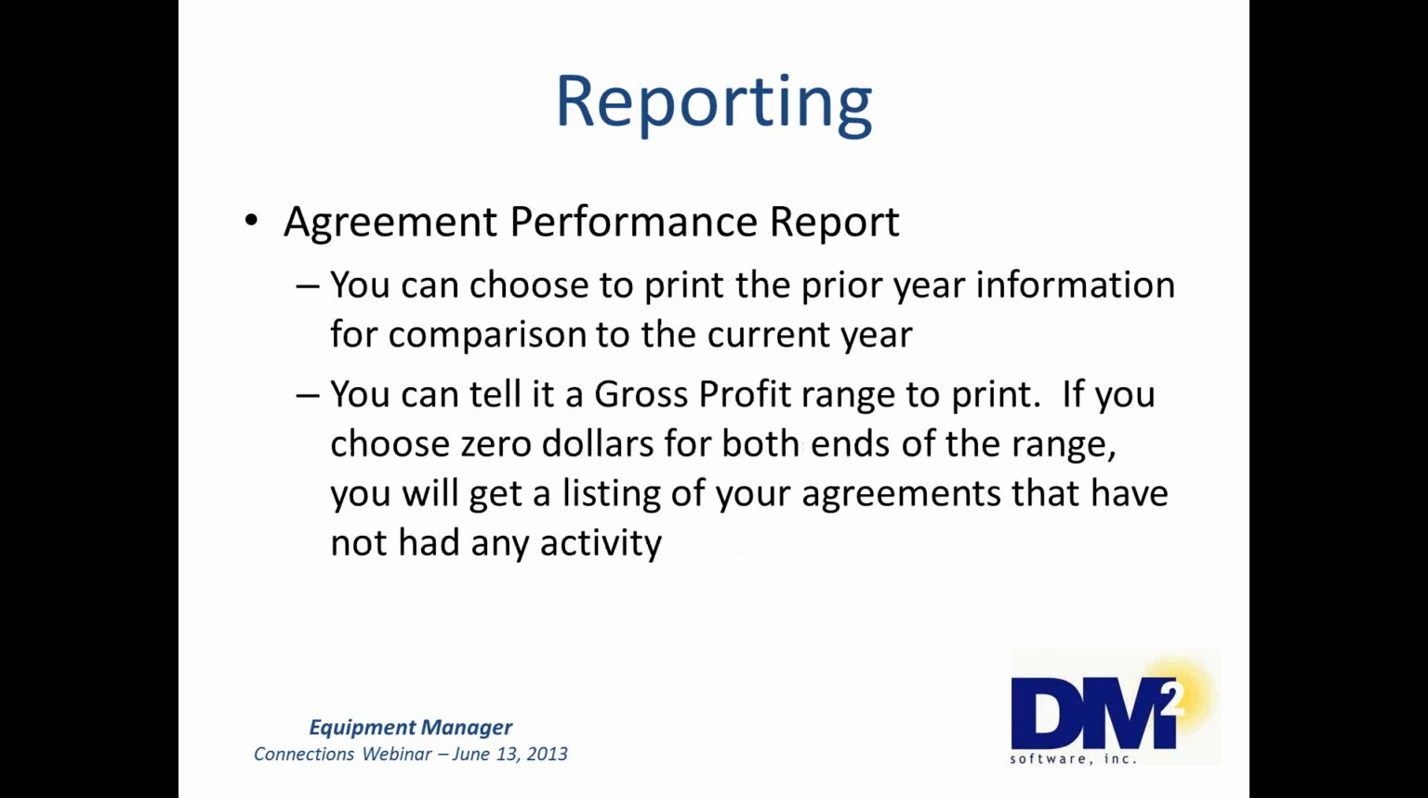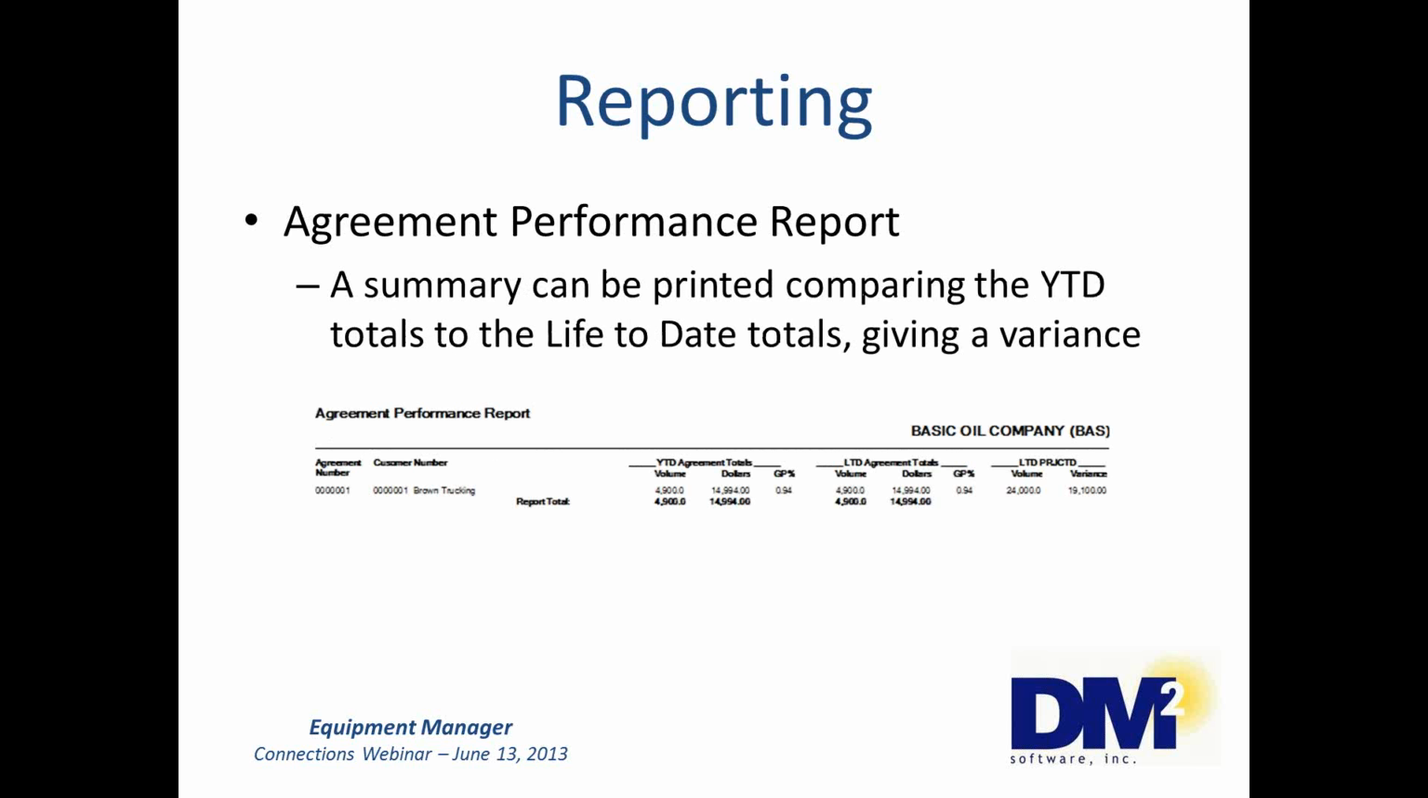You can choose to print the prior year information for comparison to the current year. You can also tell it a gross profit range to print. And if you choose $0 for both ends of the range, you will get a listing of your agreements that have not had any activity. A summary version can be printed, comparing the year-to-date totals to the life-to-date totals and giving a variance, or the projected dollars and gallons that will be forthcoming or should be if they follow their agreement.